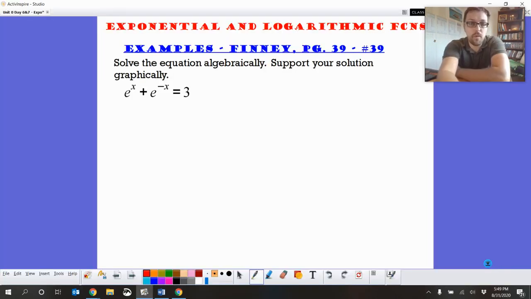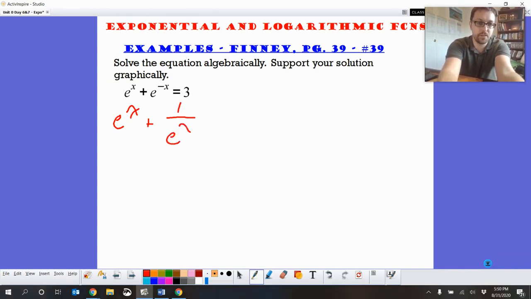What I want to do first is get those e to the x's to match, and you'll see why in a second. So I'm going to get e to the x plus, and this e to the -x, I'm going to convert it into a fraction. The reason I want to do that is I'm going to use a substitution trick. e to the x, I'm going to get sick of writing over and over and over again.